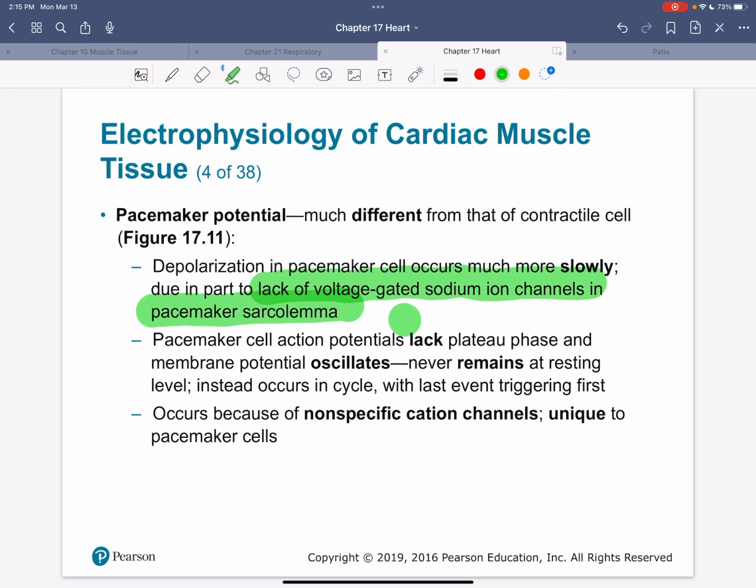As soon as it's at resting level, it starts a new phase of polarization, depolarization, that whole cycle. Now, what leads to this? And it's something that we introduced near the start of this. It occurs because of the non-specific cation channels. And you haven't heard about these before because we don't see them elsewhere that we've come across until now, because these really exist in the pacemaker cells.